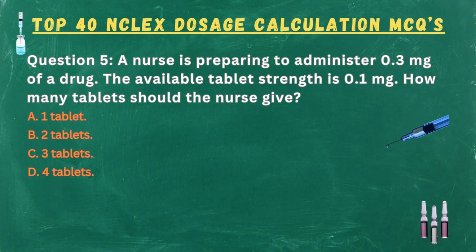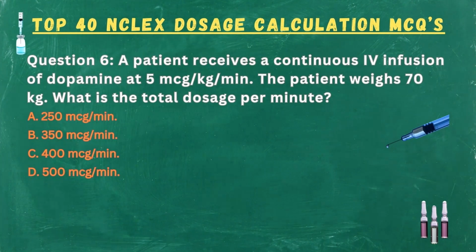Question 5. A nurse is preparing to administer 0.3 milligrams of a drug. The available tablet strength is 0.1 milligrams. How many tablets should the nurse give? A. 1 tablet. B. 2 tablets. C. 3 tablets. D. 4 tablets. Answer: C. 3 tablets.